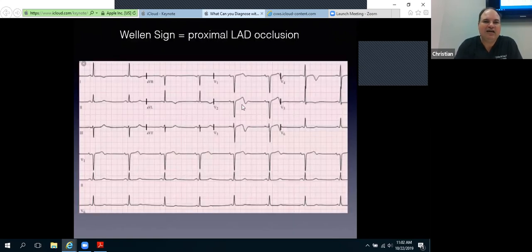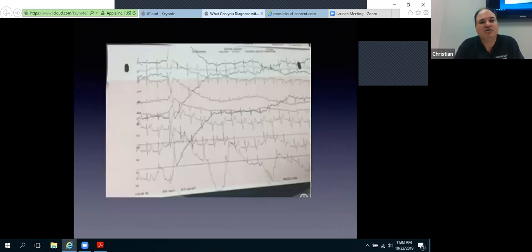Wellens sign, this is where you have a biphasic T wave in V1, V2. There may not be in V3, so you'll see these biphasic T waves. You may not see any other obvious ST elevations. This is a proximal LAD lesion. This is called a widowmaker sign, because these patients lose a lot of their left ventricle, so they're hard to get back once they arrest. So they absolutely need stat intervention.